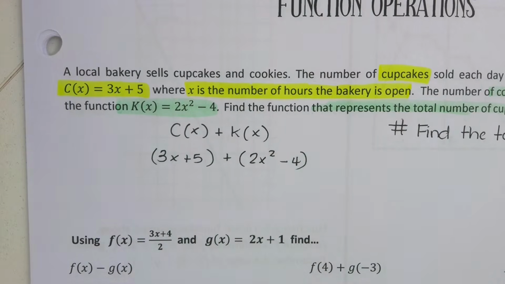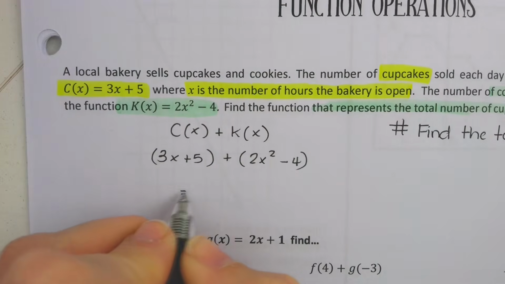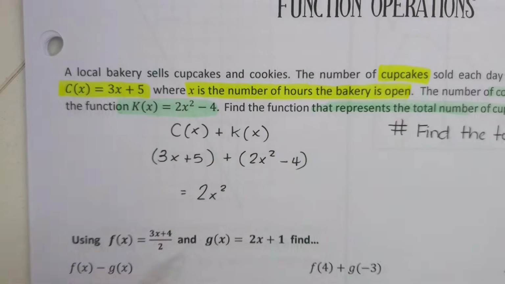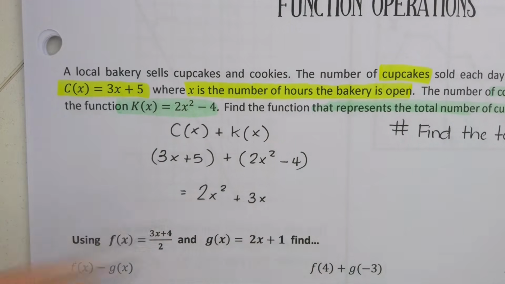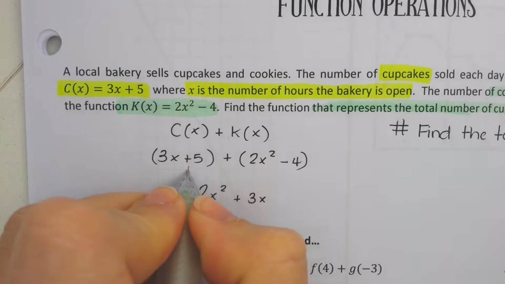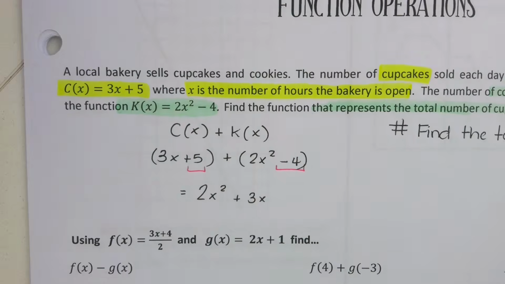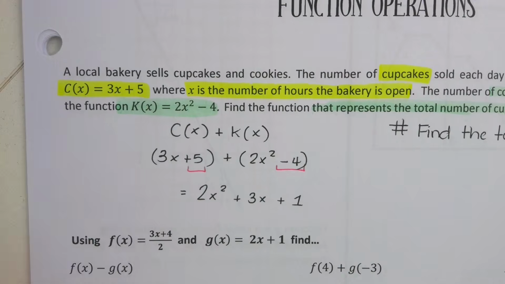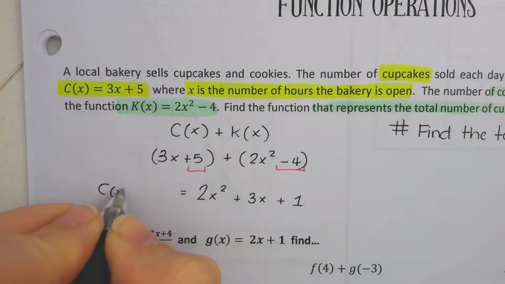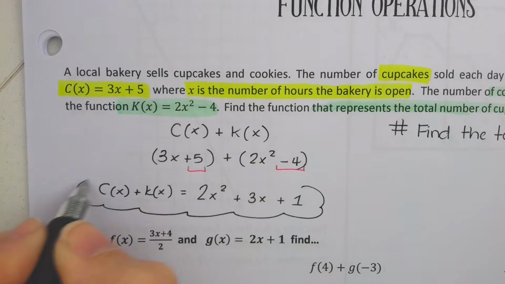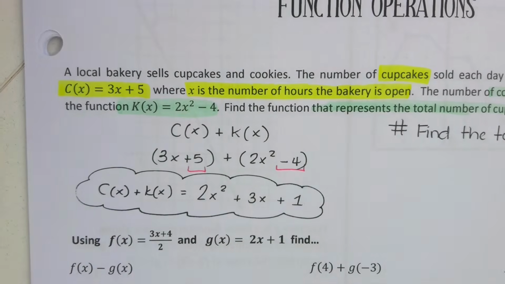Does the 2x squared have any like terms with it? Nope, so I'm just going to bring it down. Does the 3x have any like terms? No, bring it down. But we do have a couple that have like terms. Those are the constants. The 5 plus negative 4 would combine to 1. There it is. We added two functions, C of x plus K of x. That function represents the total number of cookies and cupcakes.